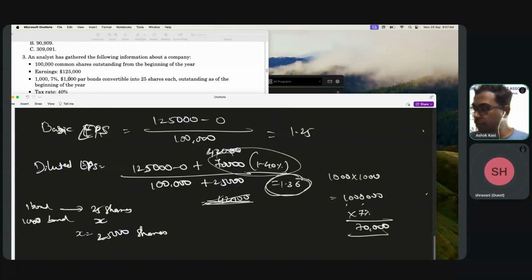This diluted EPS is supposed to be lower than the basic EPS. Then only we will accept it. Okay. So in this case, it is higher. So what is my diluted EPS? My diluted EPS will be 1.25 only.